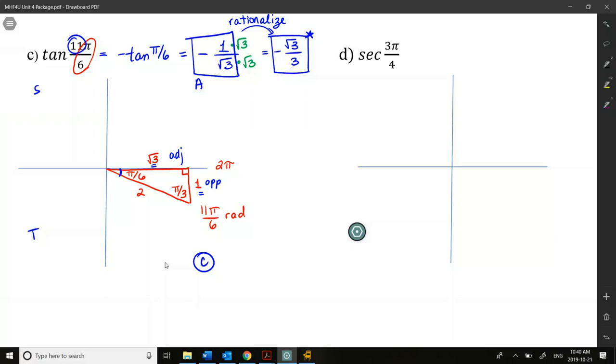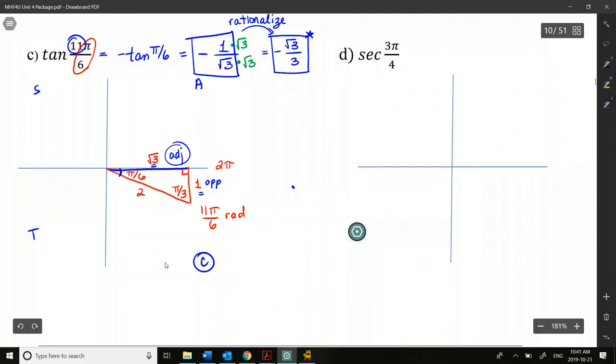Okay, so you guys remember the purpose of the cast rule is telling us which ratios are positive in which quadrant and which ones are negative. In the cosine quadrant, the reason why cosine is positive here is because cosine is adjacent over hypotenuse, and this is the positive x-axis, and hypotenuse or radius of a circle is always positive. Whereas opposite, when I go down, this is technically negative 1 here. So if I do negative 1 over root 3, that's why we get the answer negative 1 over root 3, because I'm going down on the y-axis if I go down to that point.